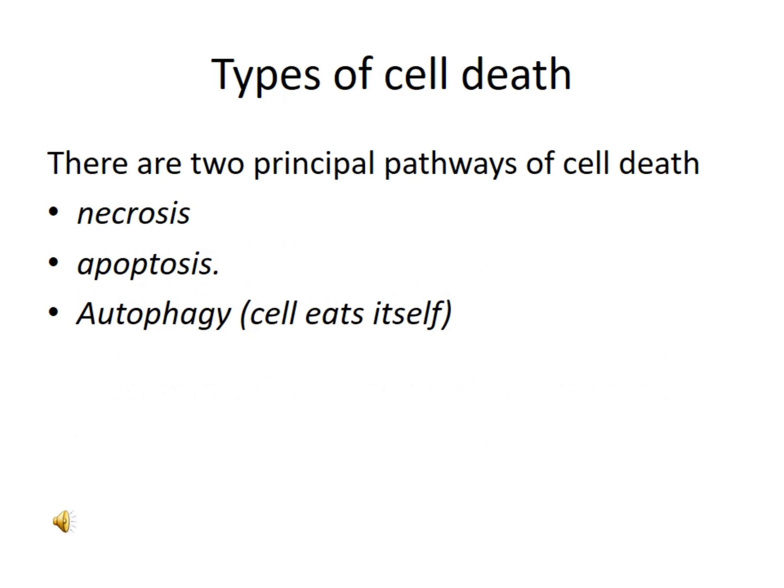Now there are two principal pathways of cell death. One is necrosis and the other one is apoptosis. But in some conditions, a cell experiences nutrient deprivation, and this nutrient deprivation triggers an adaptive cellular response which is called autophagy. It means the cell eats itself. So it leads to cell death.